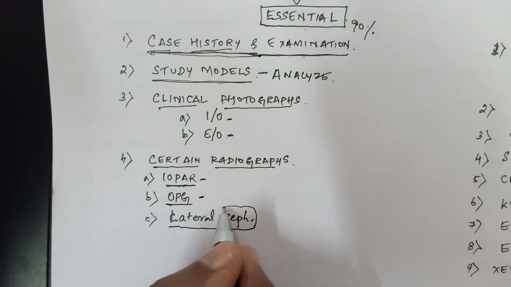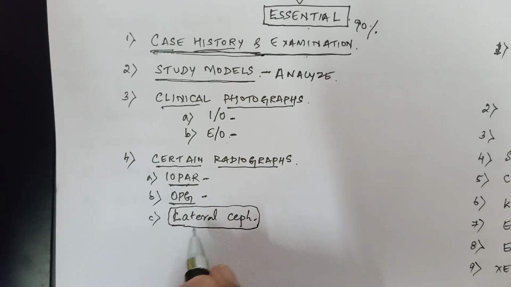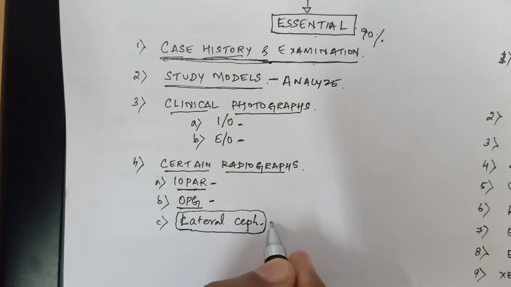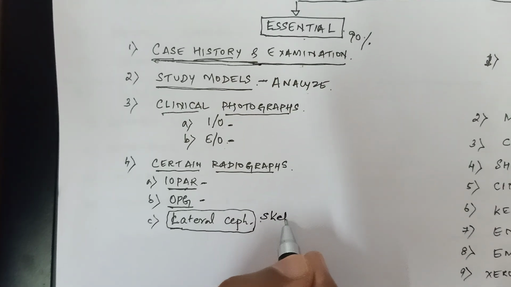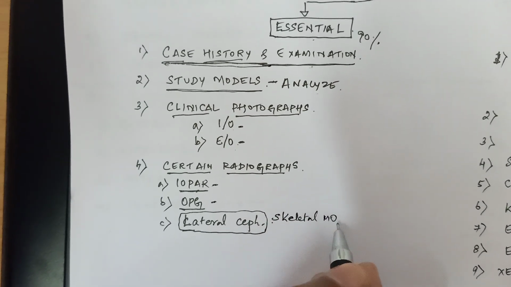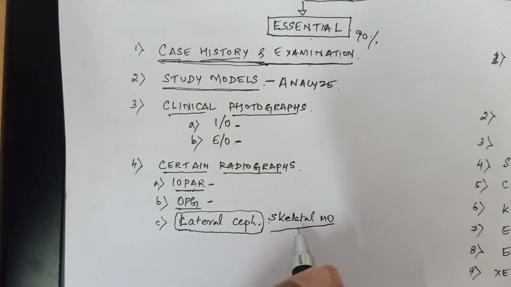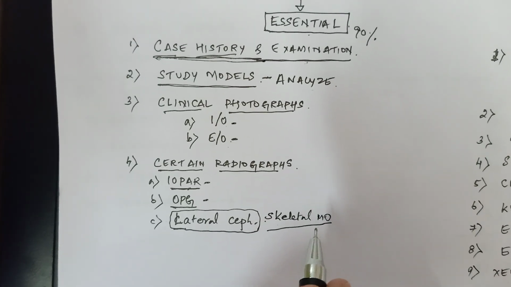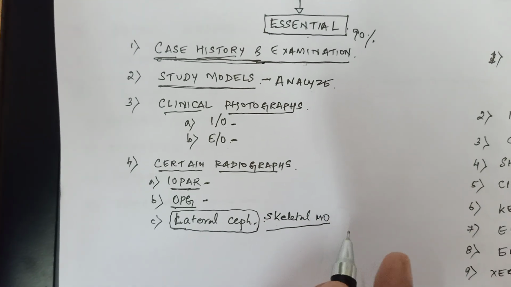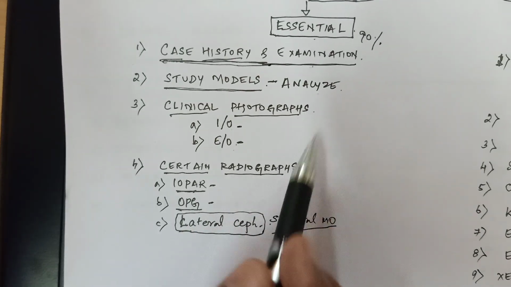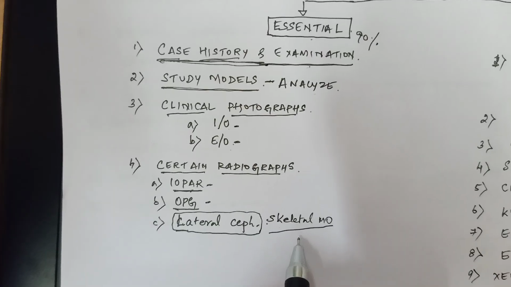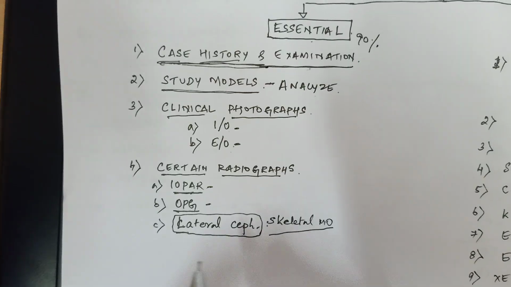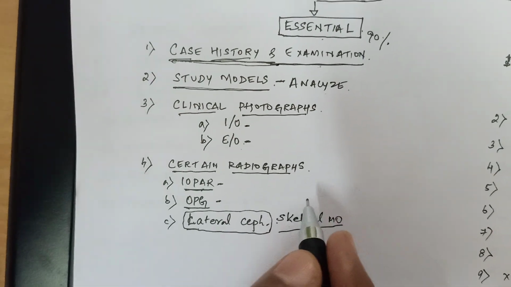Lateral ceph. Now this lateral ceph is a bit confusing because it comes in essential, or we can put it in supplementary also. Essential, why I am putting it is, if the patient has skeletal malocclusion. We have already discussed what is skeletal malocclusion. If the patient has skeletal malocclusion, then lateral ceph is an essential aid. If dental, then it becomes supplementary. So depending on the malocclusion, which you would have ascertained already from the case history and examination, if you suspect skeletal malocclusion, then lateral ceph is an essential diagnostic aid. Understood?